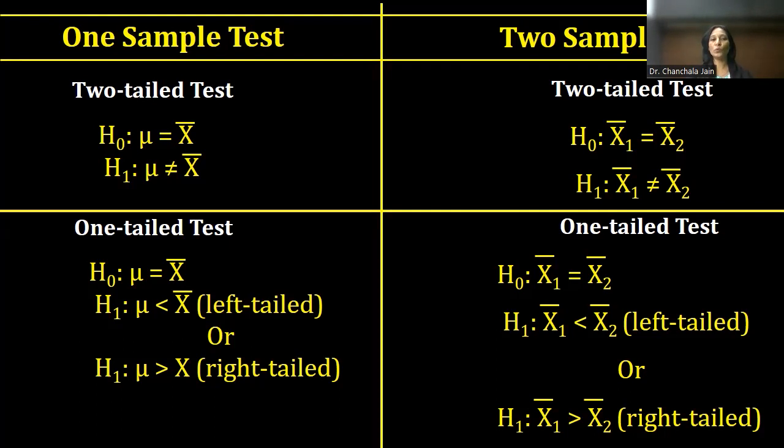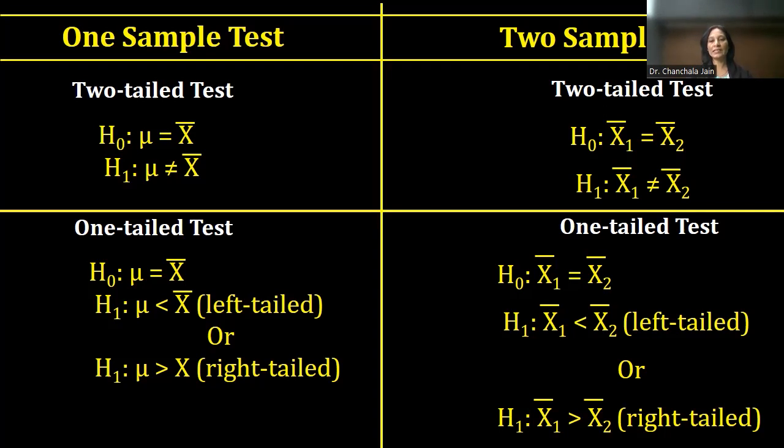Similarly, if we talk about the two sample test, we are comparing the means of two different samples. Here, in the case of a two-tailed test, our null hypothesis will be H0: x1 bar is equal to x2 bar. That means both sample means are equal, or there is no significant difference in the means of both samples. Alternatively, H1: x1 bar is not equal to x2 bar. That means there is a significant difference in the means of both samples. The difference exists, but in which direction it exists we are not mentioning. So that is a case of a two-tailed test.